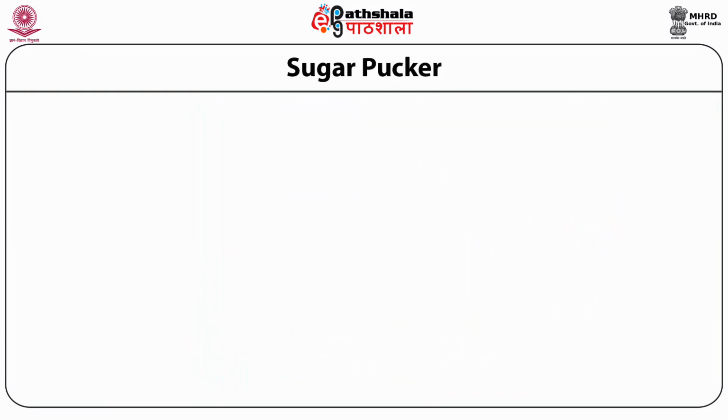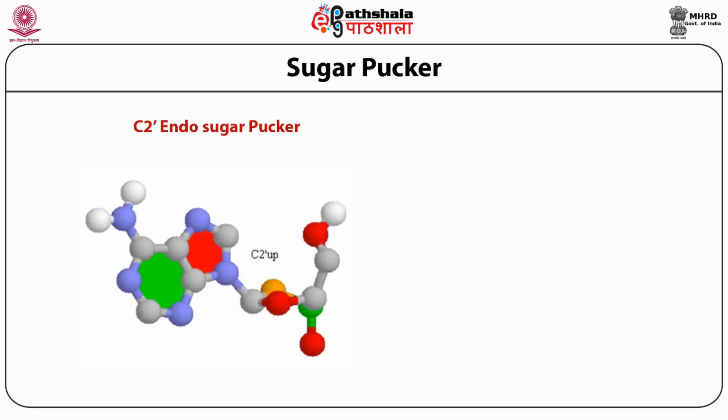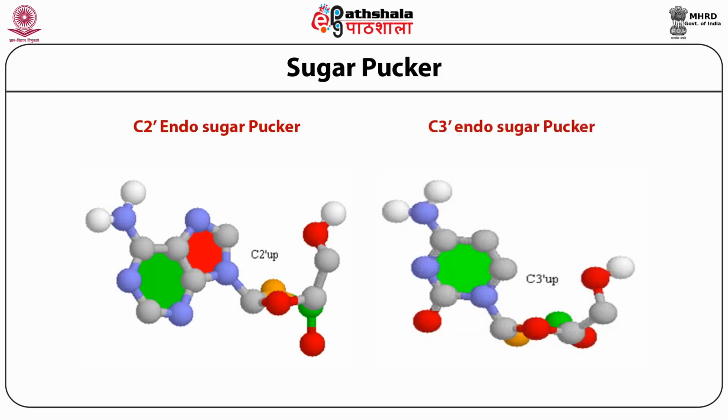So we show in this that C2' yellow up is C2'-endo sugar pucker, and C3' up is C3'-endo sugar pucker. These are also called C2'-exo or C3'-exo.